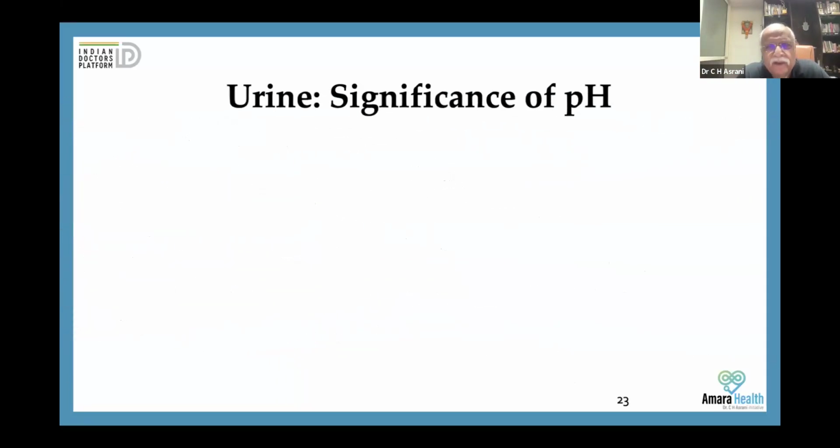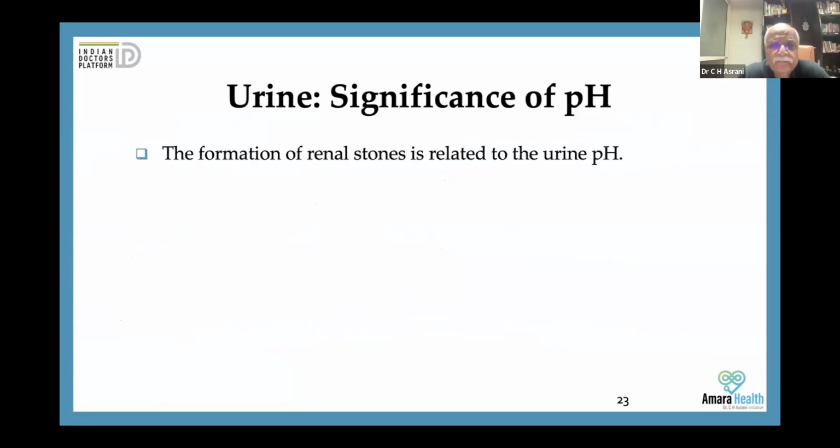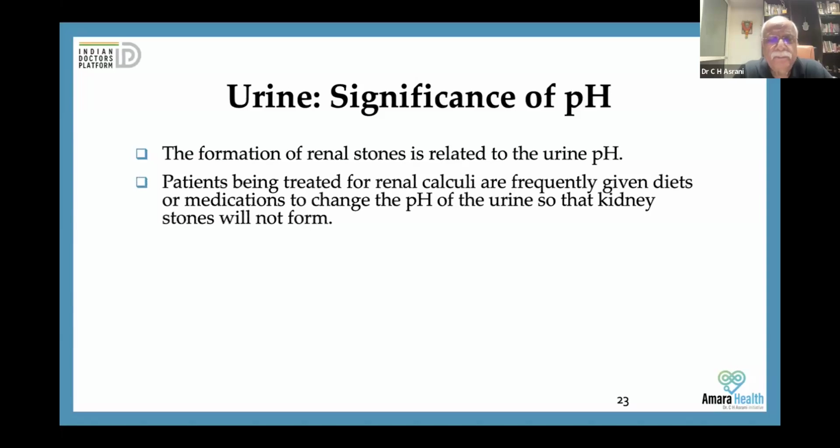Why are we talking so much on pH? I've spent 8 slides on pH. It has a clinical significance. The formation of renal stones is related to urine pH. Patients being treated for renal calculi are frequently given diets or medications to change the pH of the urine so that kidneys don't form stones.